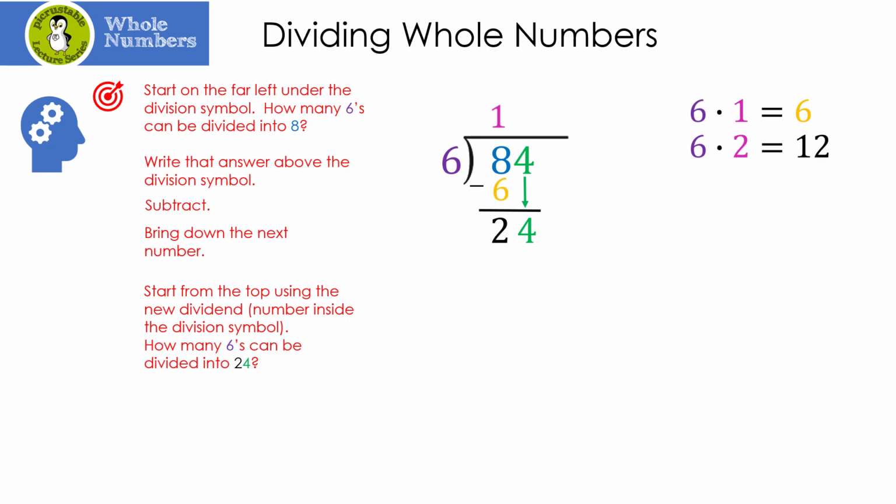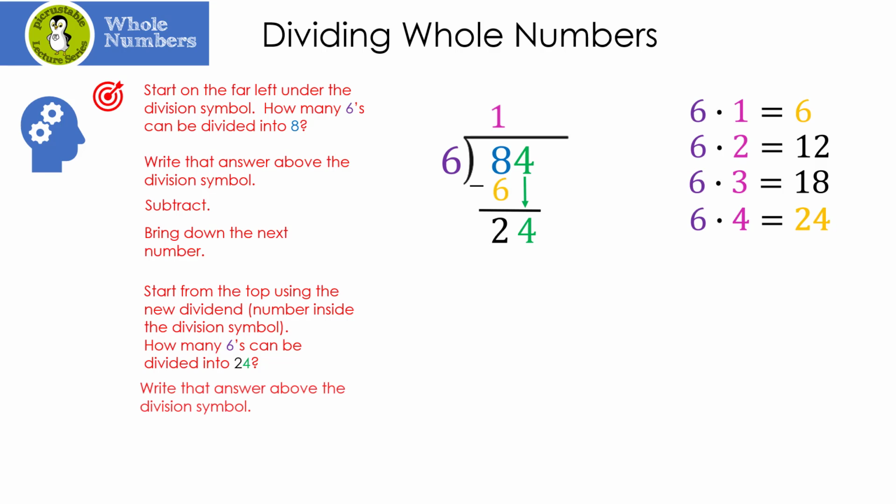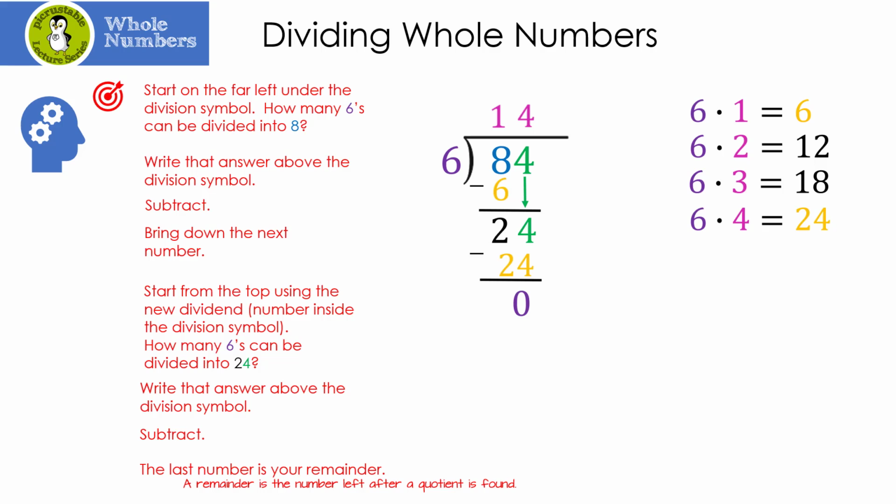Let's look at our multiplication. 6 times 1 is 6. 6 times 2 is 12. 6 times 3 is 18. We're almost there. 6 times 4, that's 24. I'm going to write the number, the 4, above my division symbol. And then I'm going to subtract 24. And we end up with 0. 0 is our remainder. A remainder is the number left over after a quotient is found.